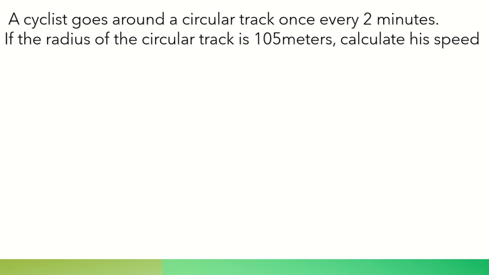A cyclist goes around a circular track once every 2 minutes. If the radius of the circular track is 105 meters, calculate his speed. Time is given in minutes: time is equal to 2 minutes. Whenever we solve a question, we have to make sure everything is in SI units. The SI unit of time is second. So 2 minutes is equal to 2 into 60 seconds, so 120 seconds.